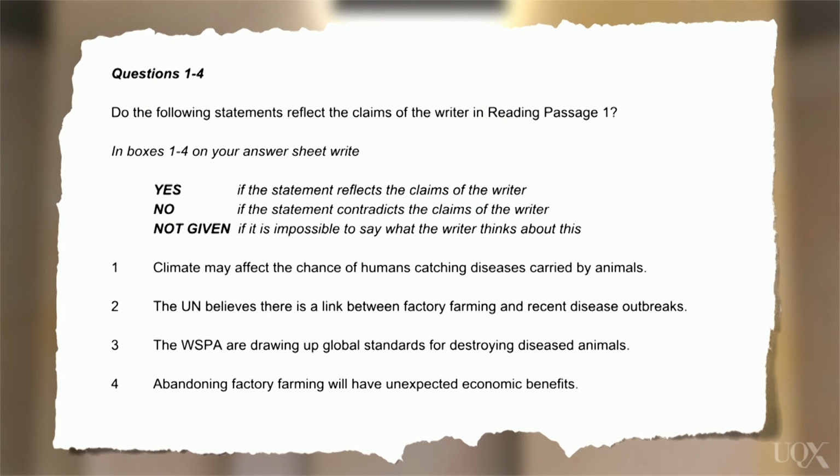Now look at the questions. You need to read the statement and then look for this information in the text. Let's try to do question 1. So we're looking for the idea that the climate may affect the chance or risk humans have of catching diseases from animals. Let's try to remember those keywords when we read the text.